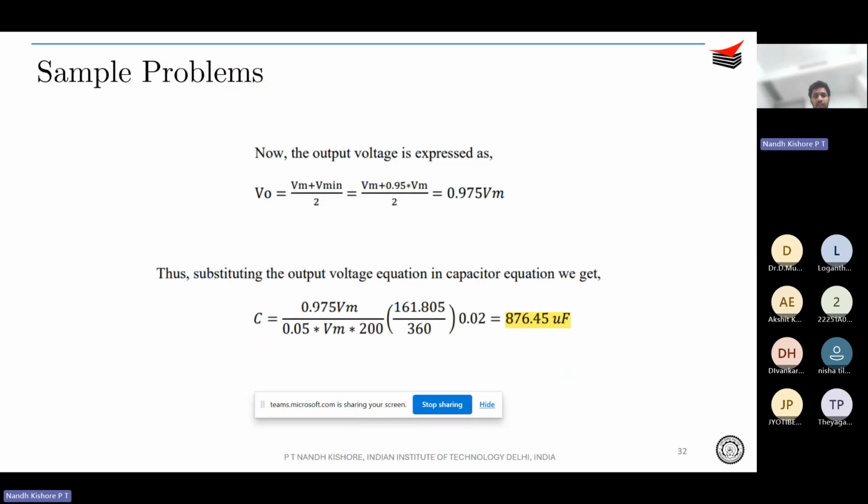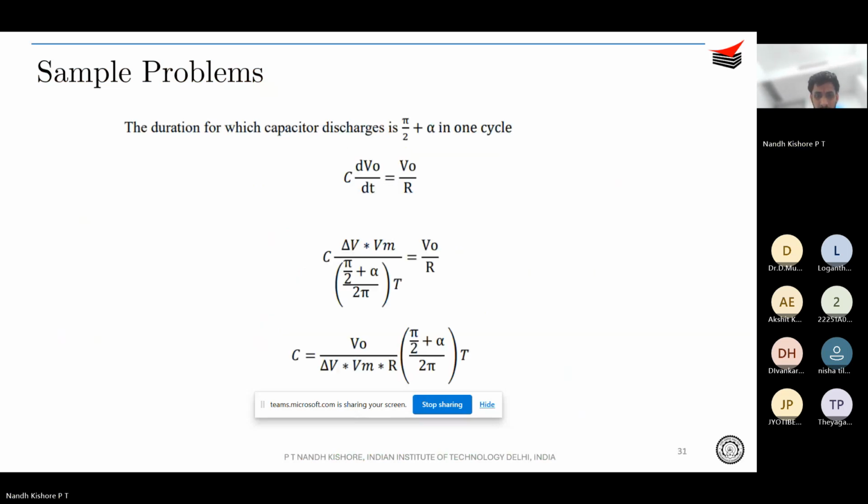So there is a discrepancy. What mistake did we make? Okay, we made a mistake in converting the angle to the time scale. You know dt. The angle is pi by 2 plus alpha; that was the angle we got, 161.8. So how do you convert it into time? You need to multiply by T by 2 pi. That is what we forgot to do.